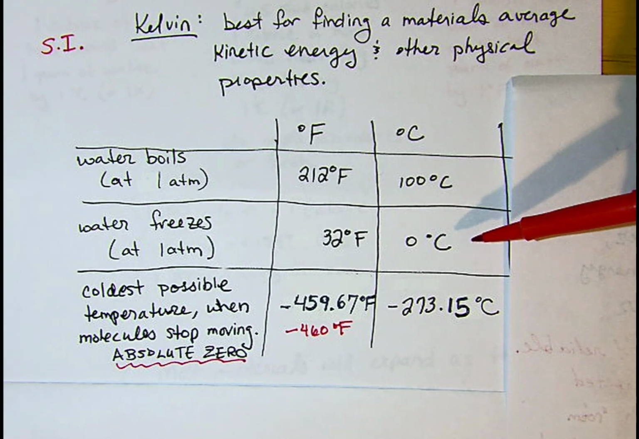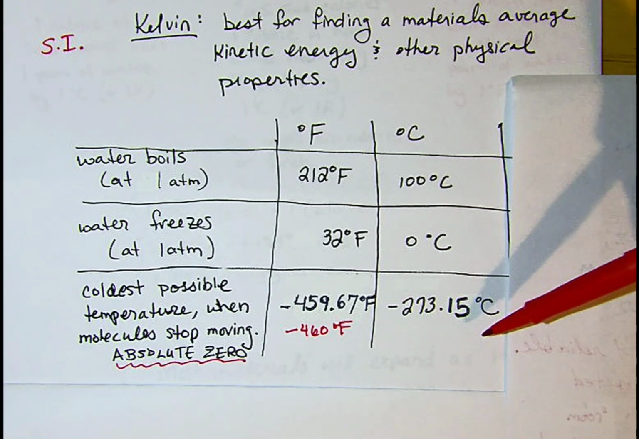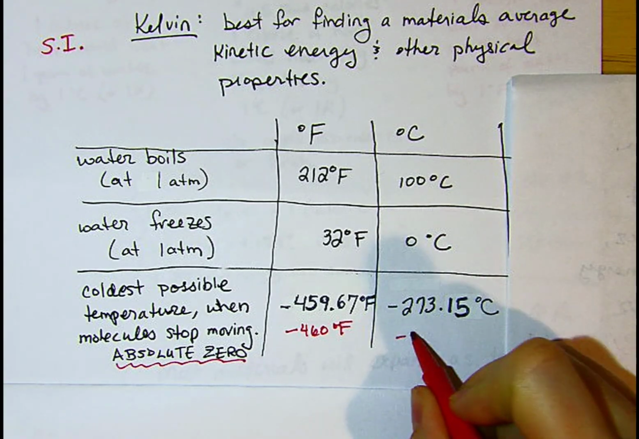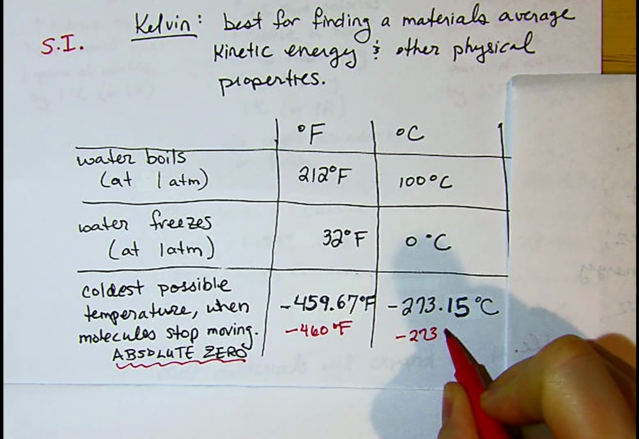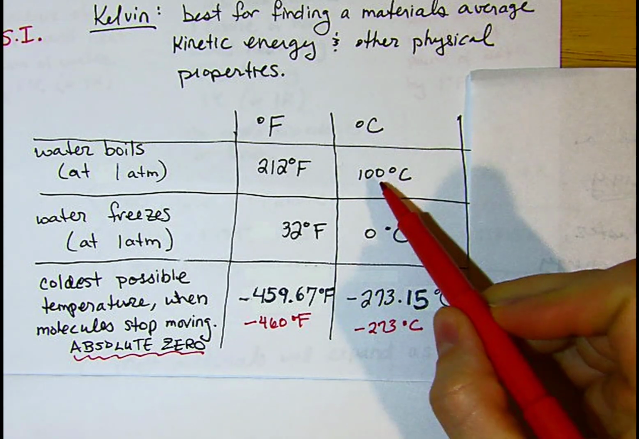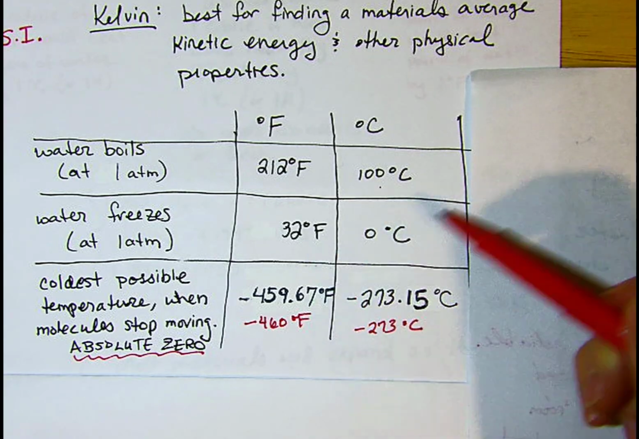All right, then if we go to Celsius, water boils at 100 degrees Celsius. Water freezes at 0 degrees Celsius. And the coldest possible temperature, absolute zero, is negative 273.15. And I think our book and homework would really just need 273. We don't need it to be 5 significant figures. So I would argue that these look a lot easier to remember than these.